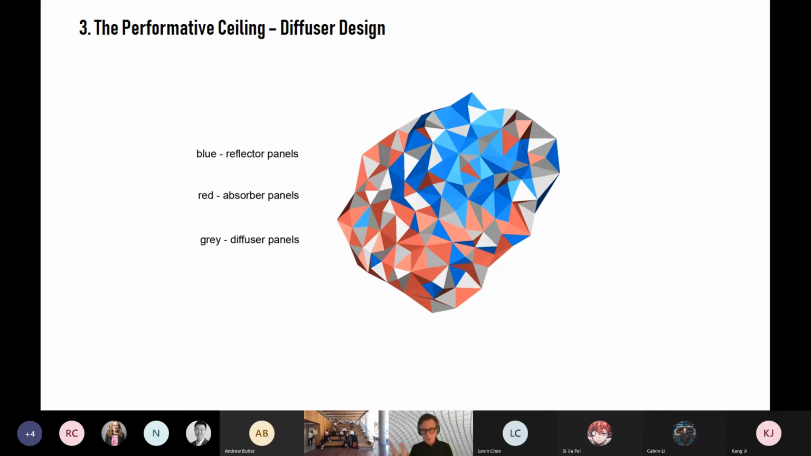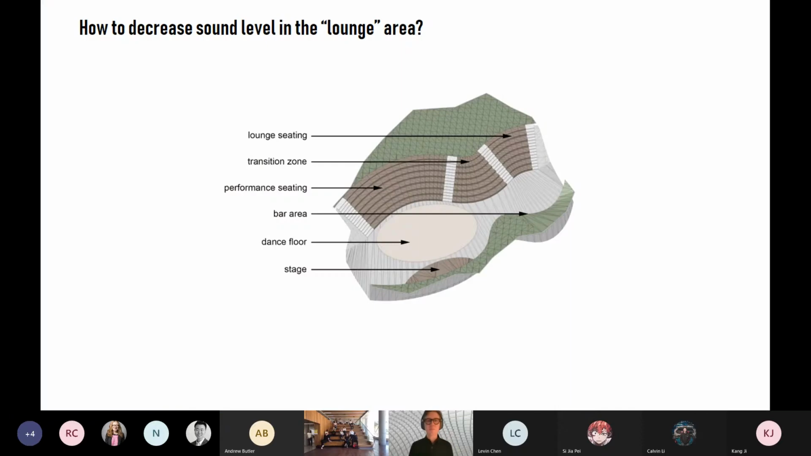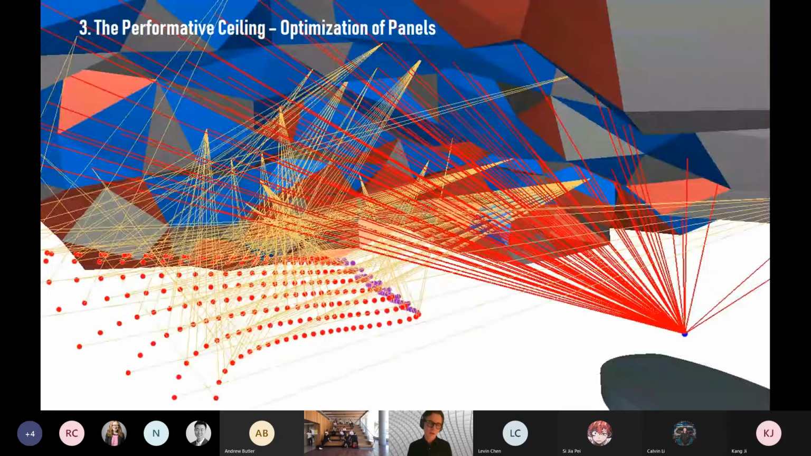There were these three different types of panels, which you saw on the first sketch: reflectors, absorbers, and diffusers. This was a great excuse to design fantastic looking diffusers for this roof surface, but also use this roof surface as a way to achieve another performance goal, which was to decrease the sound level in the lounge area. You remember there are two different areas, the performance area and the lounge area. And so we wanted to decrease the sound level in the lounge area.